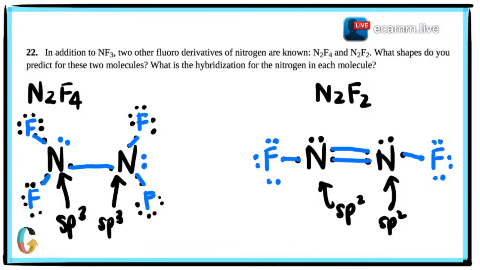Now, it says, what shapes do you predict for these two molecules? Okay, so now this is basically going over your geometry. How are you guys doing with your geometry? Whether it's bent, or trigonal planar, or tetrahedral. How are you guys with that? There's an easy way to figure this out. I'm just running through the textbook, and it looks like they want you to just know the general idea. So here we go, guys.